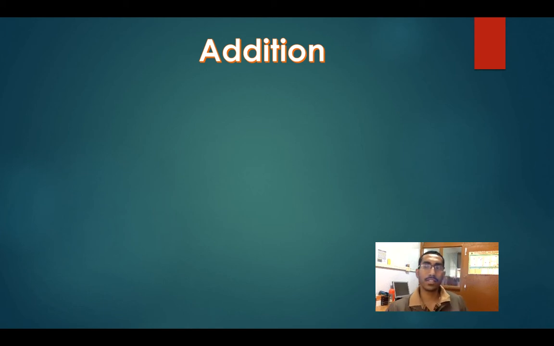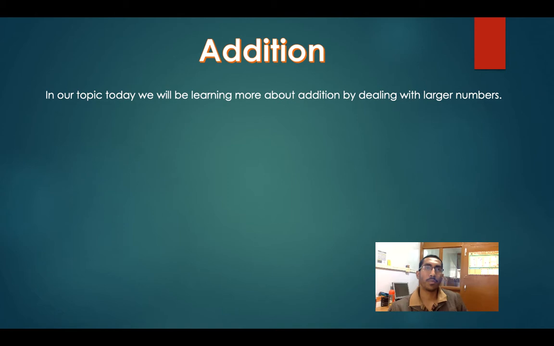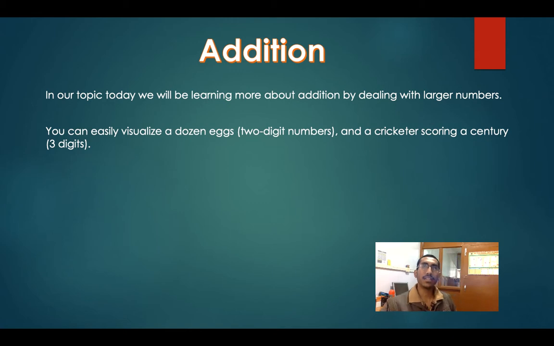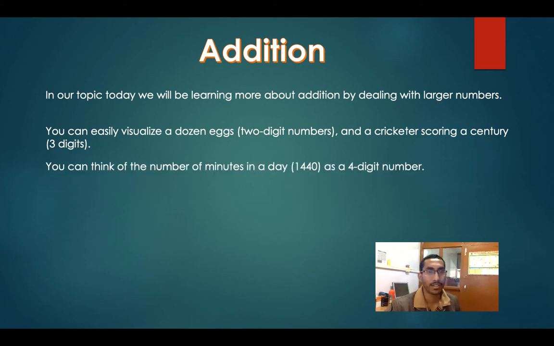Good morning, students. In our topic today, we will be learning more about addition by dealing with larger numbers. You can easily visualize a dozen eggs, which are always in two-digit numbers, and a cricketer scoring a century, which is three digits, right? But also, you can think of the number of minutes in a day, which is roughly equivalent to 1440 minutes. Is 1440 a four-digit number?